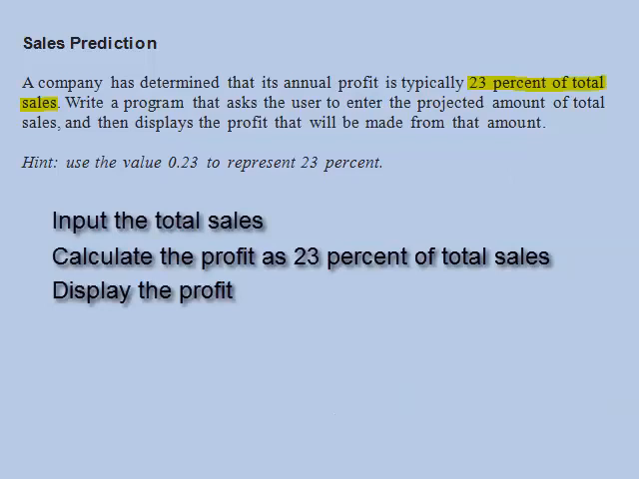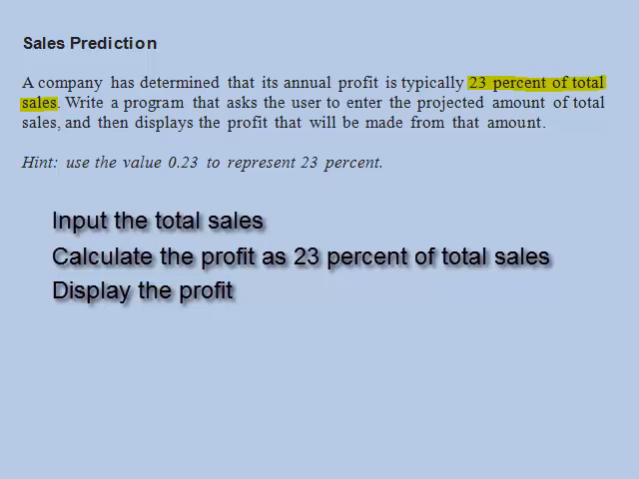Here's an example of pseudocode for the program. First, we input the total sales. Then we calculate the profit as 23% of total sales. And then we display the profit. So the program is simply going to perform these three steps one after the other. Now that we know what the program is supposed to do, our next task is to write the Python code that performs these three steps. We're going to write the actual Python code that gets the input, performs the calculation, and displays the output.